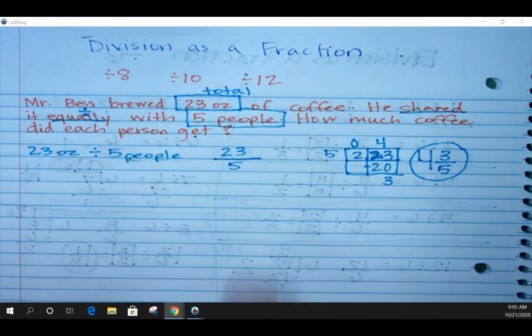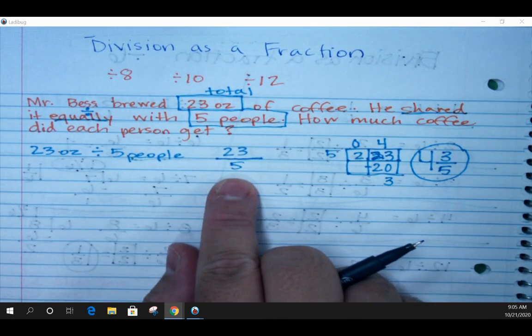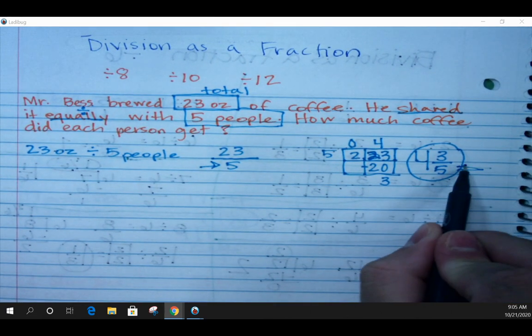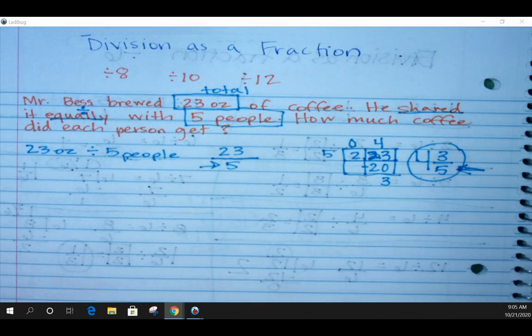That's why I say set this up first. And you can see that your denominator is 5. So over here, your denominator is going to be 5. Does this make sense a little bit more?